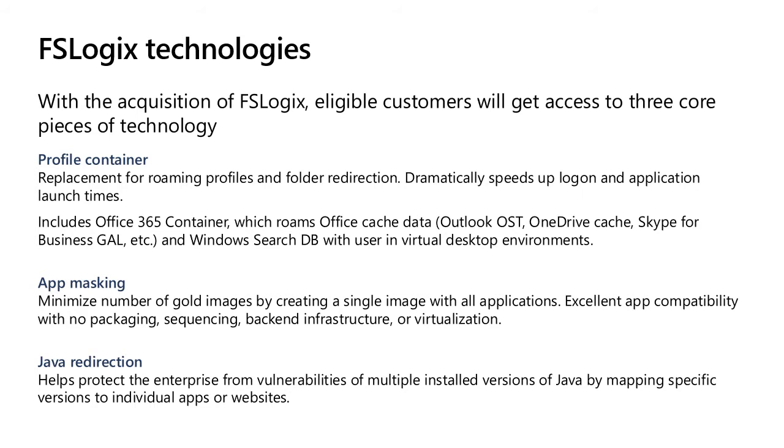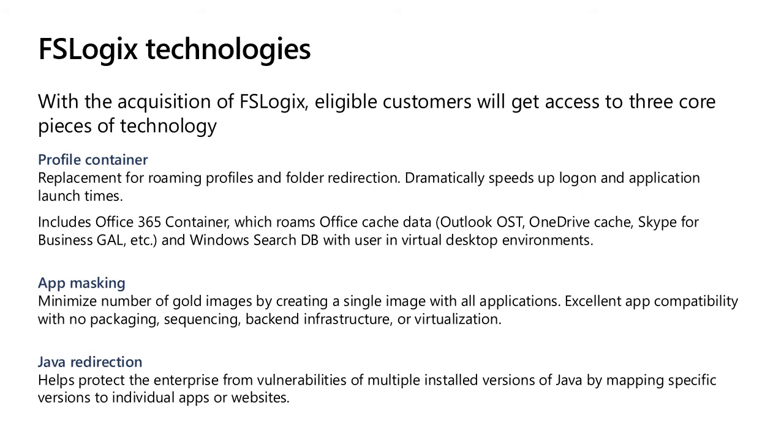It also includes a container for Office 365 so that your cache data for Office, things such as your OST for Outlook, your cache for OneDrive, your global address lists, your preferences for Office, like environments and shortcuts and menus, etc., all is part of that profile container, which is accessed every time you start an Office 365 client application, such as Outlook or OneDrive.